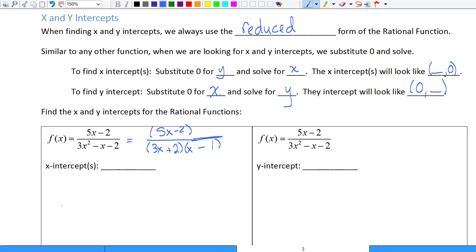On the left-hand side, we're going to use the left-hand box to try to find the x-intercept, and do the same on the right-hand box. To find the x-intercept, you substitute 0 in for y. Remember, f of x is kind of like y equals. So we have 0 equals 5x minus 2 over 3x squared minus x minus 2.